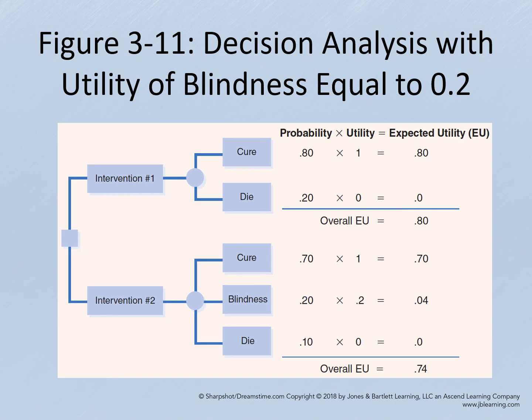So when a factor such as the utility we place on blindness produces a change in the recommended choice of intervention, we say that the decision analysis is sensitive to a factor such as blindness.